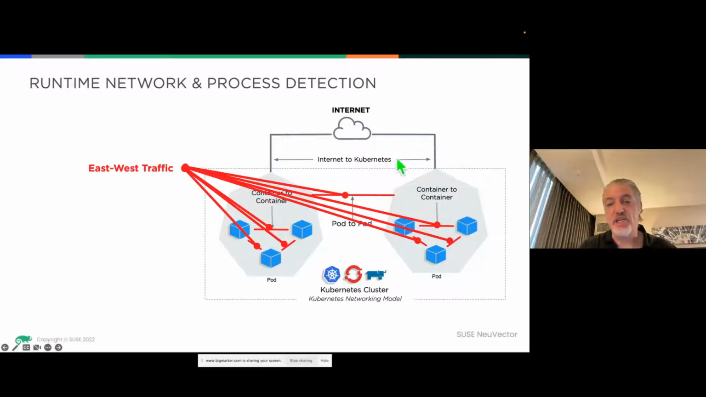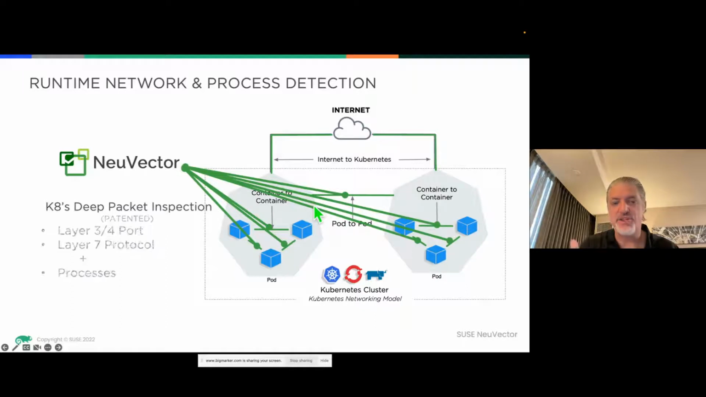NeuVector solves this. Now, you may see some of that information outside of the cluster. You may be able to tap traffic or inspect network traffic going into a cluster. But once it's inside of that cluster, especially if you have any services that are exposed to the open internet, mercy, yeah, you really need to know what's going on inside the cluster in real time. And that's exactly what NeuVector Open Zero Trust does, is able to inspect the actual network traffic.